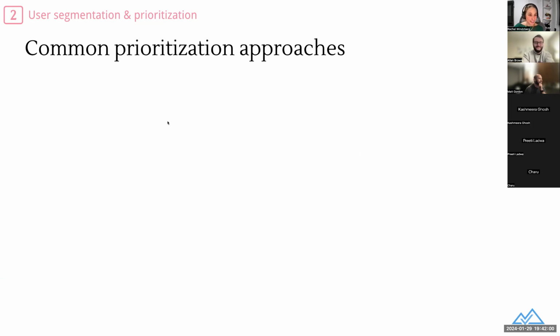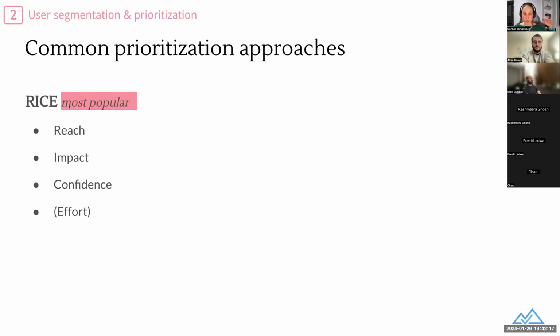Awesome. Let's keep going. Okay, common prioritization approaches. And I'm putting this up here now, and we'll touch this a bit more in detail in the solution space when we're doing RICE. But for now, RICE is the most popular one. Reach, impact, confidence, and effort. I don't know why the effort is in brackets. Oh, I know why the effort is in brackets. Effort is in brackets because it's mostly used for solutions, but you can also use it in audience in terms of how hard is it to reach that audience.